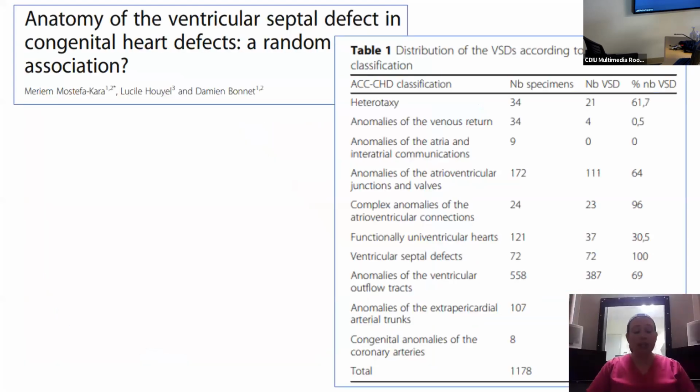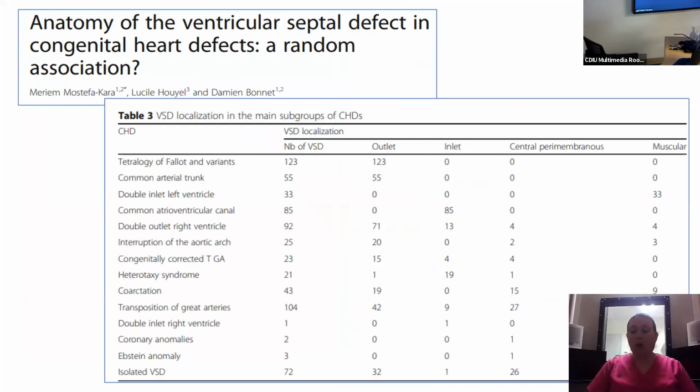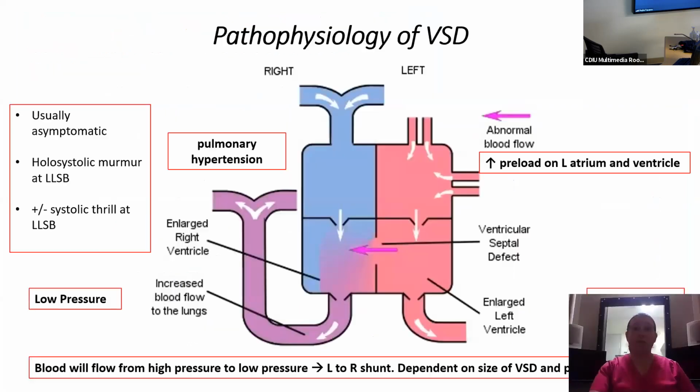A French study looked at 1,178 hearts with congenital heart disease and found that in 62% of these, the VSD was present. 72 of the hearts had an isolated VSD. 96% of complex anomalies of the atrioventricular connections had VSDs. When looking at main subgroups of VSDs, the majority are outlet VSDs.